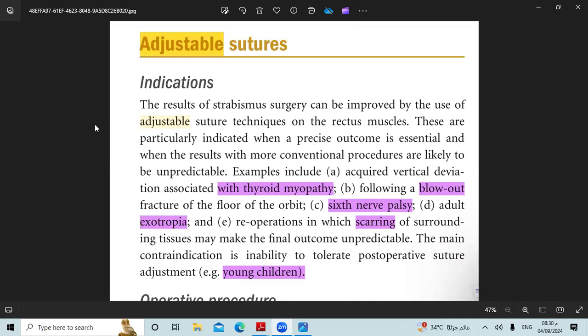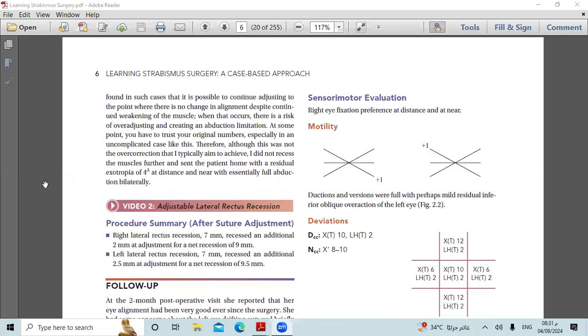Yes. Indications of adjustable sutures. Examples here are acquired vertical deviation associated with thyroid myopathy, as it is more predictable for the patient, and also a blowout fracture of the floor of the orbit, sixth nerve palsy. Okay, these are the incomitant causes. And adult exotropia is included in adjustable sutures, as Kanski said, and reoperation with scarring of the surrounding tissue. So mostly it is incomitant, except adult exotropia. I didn't see adjustable suture in exotropia before, but many use it now in recent years.